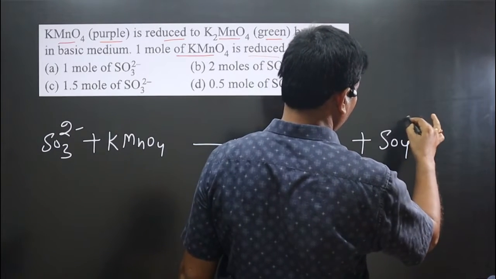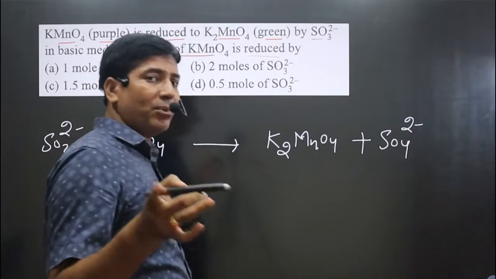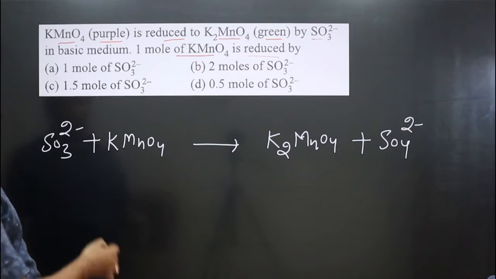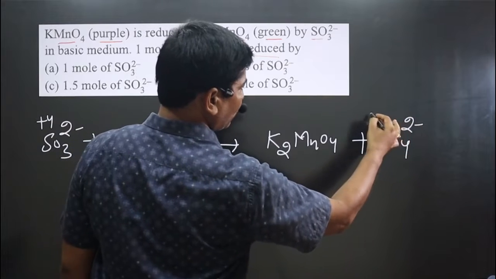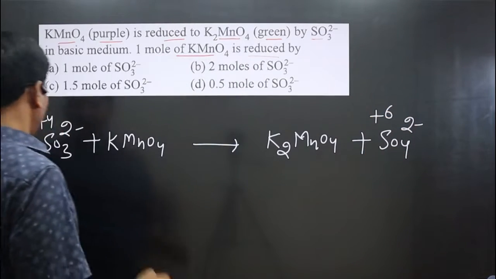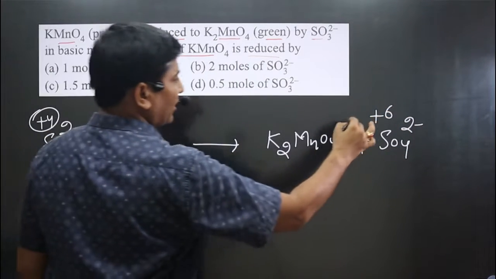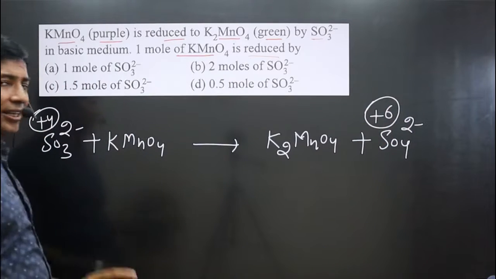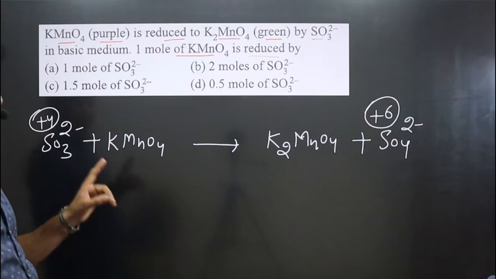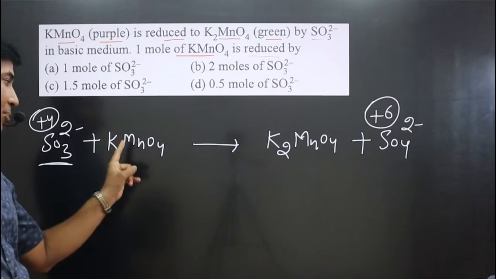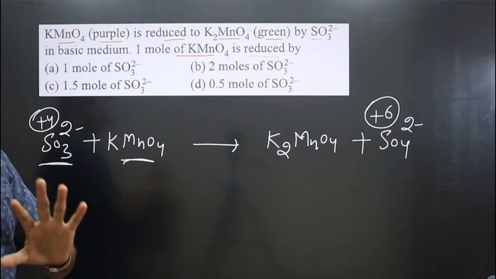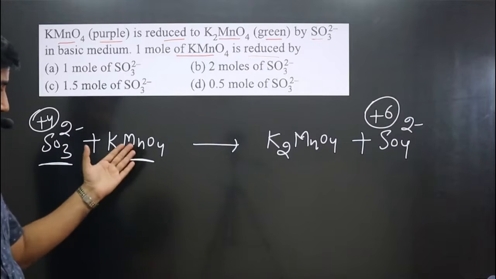Why sulfate ion? Because sulfur is present in its maximum oxidation number. If you calculate the oxidation number in sulfite, 3 times 2 is 6, so sulfur is present in plus 4 oxidation number. In sulfate, 4 times 2 is 8, minus 2, so sulfur is present in plus 6 oxidation number. Comparing the oxidation number of sulfur, you can see there is an increase, and an increase in oxidation number is always oxidation. This means the sulfite ion is undergoing oxidation in the presence of a strong oxidizing agent, and KMnO4 is undergoing reduction.